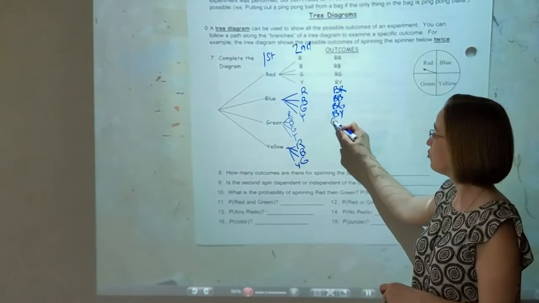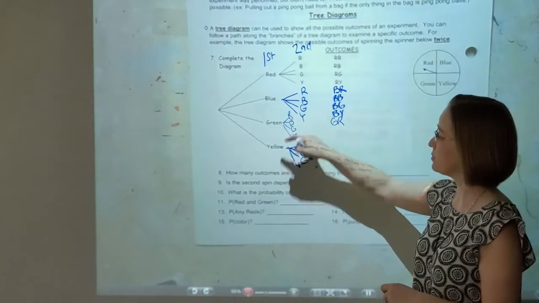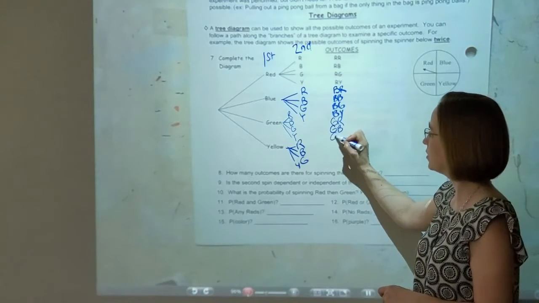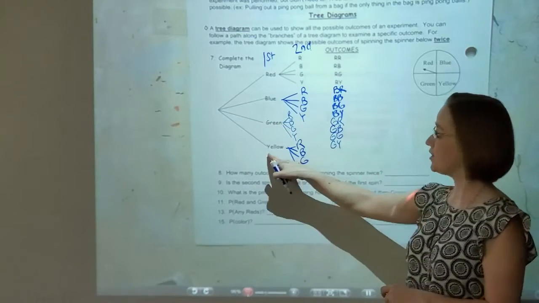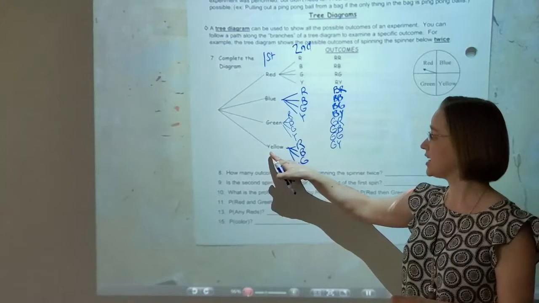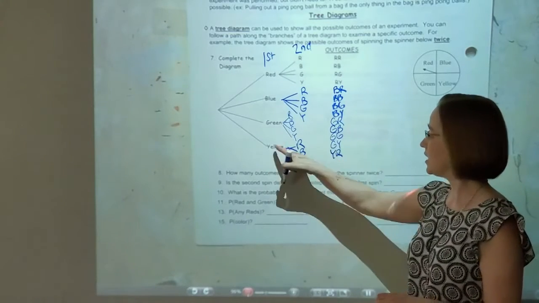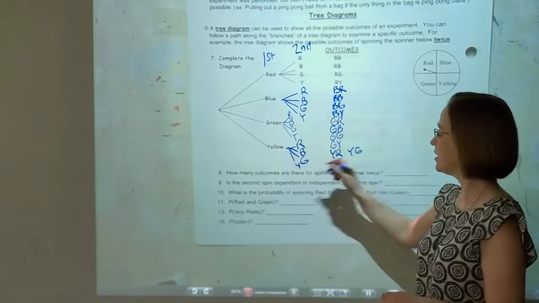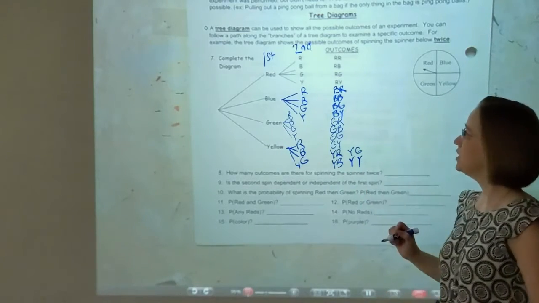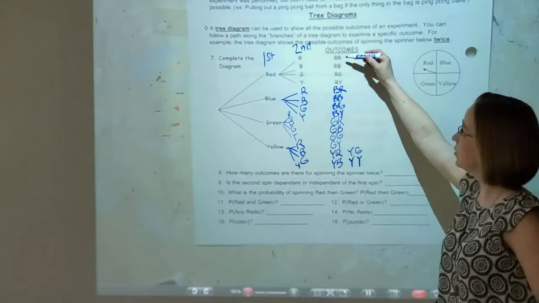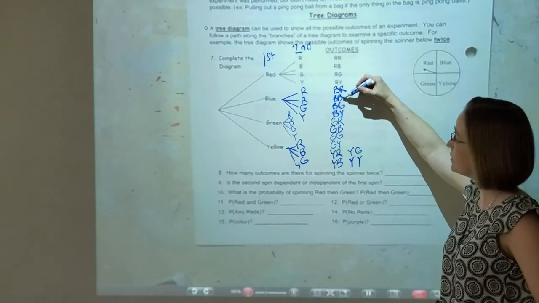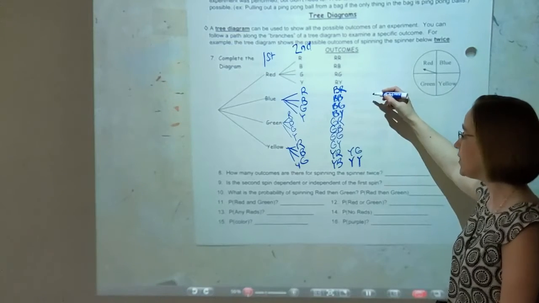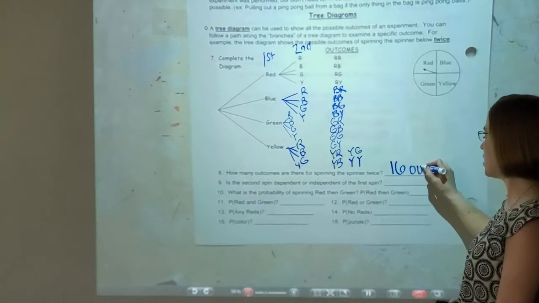I can get green, red if I follow this branch, green, blue, green, green, green, yellow. And if I spin yellow on the first, I can get yellow, red, yellow then blue, yellow then green, and yellow then yellow. So all together, 1, 2, 3, 4, 5, 6, 7, 8, 9, 10, 11, 12, 13, 14, 15, 16. There are a total of 16 possible outcomes.